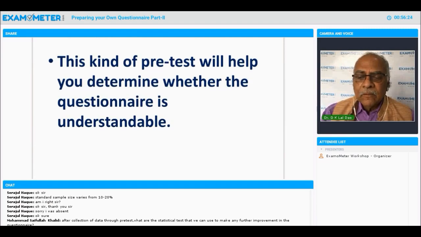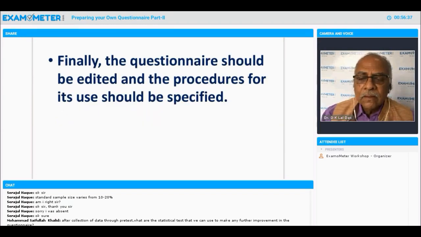This kind of pre-testing will help you to determine whether the questionnaire is understandable so that you will get valid data. Finally, the questionnaire should be edited and the procedures for its use should be specified. How this will be used, you give specific instructions.